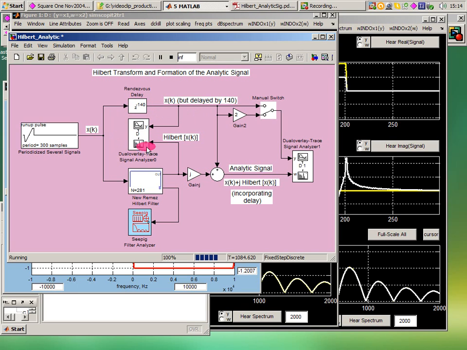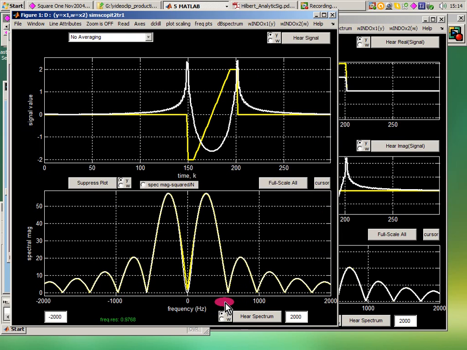So let's see them line up on this scope right here. And here it is. Let me get rid of the white one. And you see that's the original pulse that's coming in, albeit it's been delayed quite a lot. It originally had its own 10 samples worth of delay.